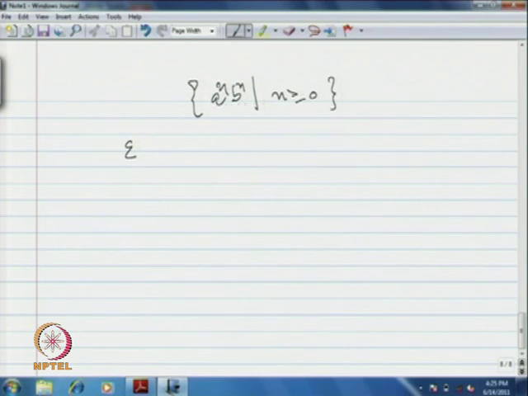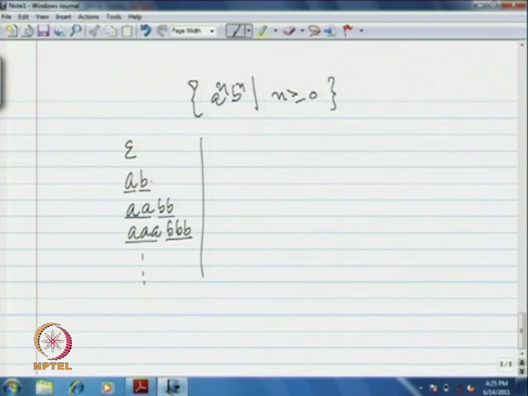Epsilon, by taking n equal to 0; by taking n equal to 1, you can have a b; then a a b b, a a a b b b, and so on. This kind of strings are there in this language. Now, look at the pattern of the strings here. Corresponding to each a here, you have a b. In this, you see there are 2 a's, 2 b's, 3 a's, 3 b's.